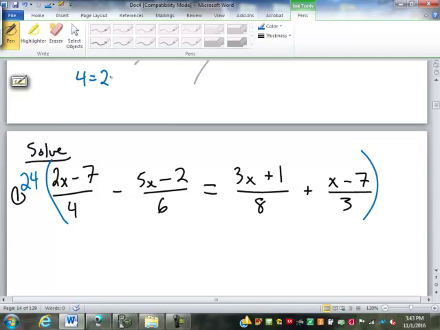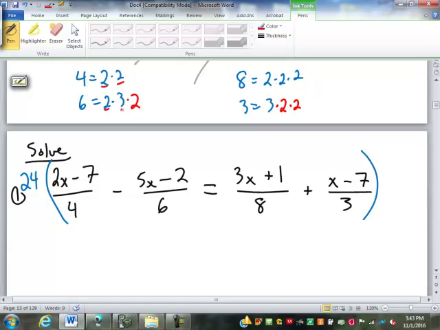4 factors into 2 times 2, and 6 factors into 2 times 3, and 8 factors into 2 times 2 times 2. 3, well, that's just 3. If you look at it, there's nothing that they all have. This one has 2 2s, so we got to make sure they all have 2 2s. This is 1, so we need another 2 here. That one's definitely got 2 2s. We need 2 more 2s here.